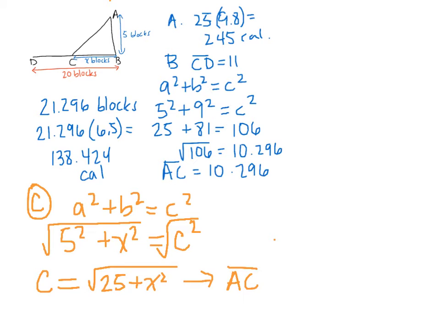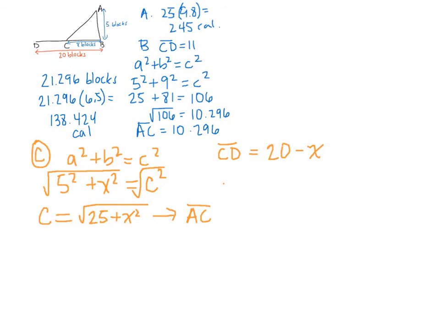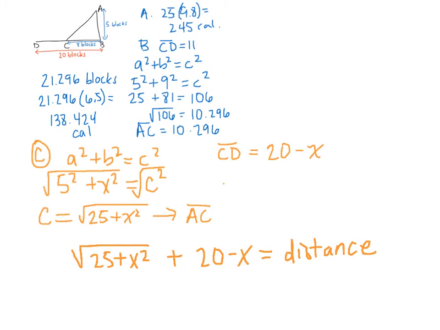Then from D to C, she's walking not 20 blocks, not x blocks, but the difference between 20 and x, to see what we have left over. So that length, CD, is going to be 20 minus x. Altogether, for the length that she's going to walk, we have the square root of 25 plus x squared plus 20 minus x. That's the total distance. And we know that she's burning 6.5 calories per block. So if that's the number of blocks, we're going to multiply 6.5 times the total distance that she walked.